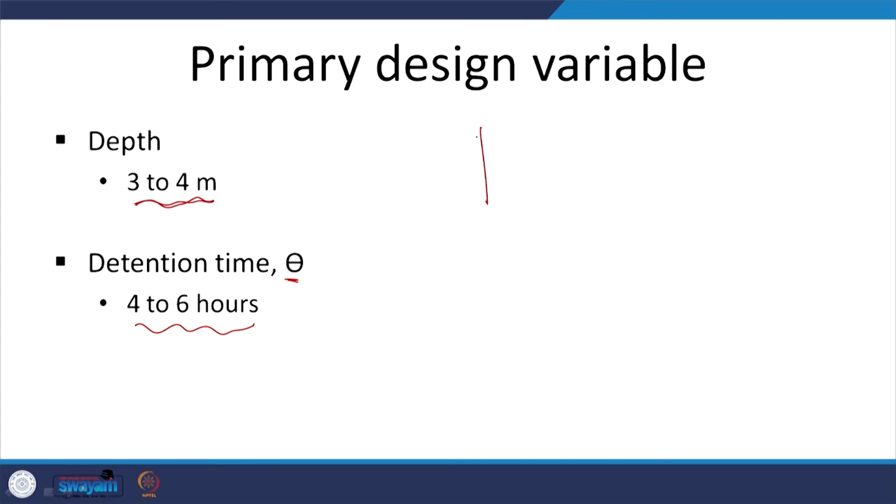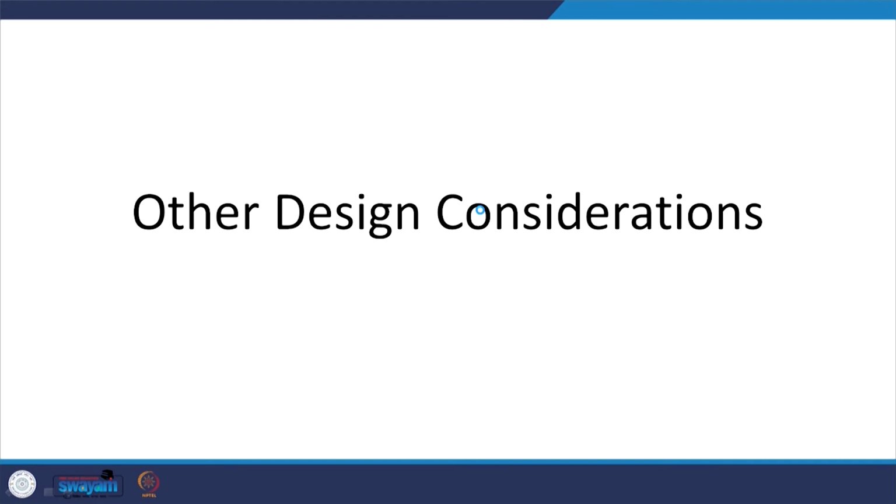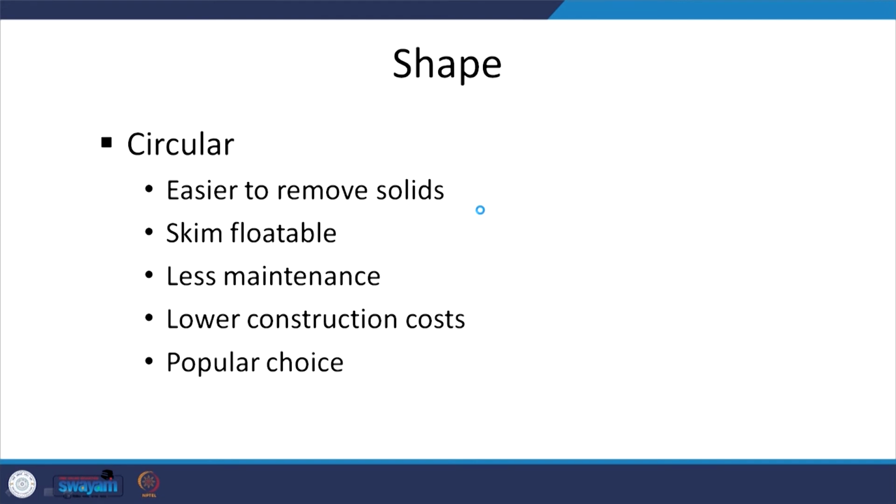Why is it? Because it has to be able to travel this particular depth in that particular time, typically 3 to 4 meters, let us say. Let us move on. So, other design considerations: typically circular is better because it is easier to skim floatables. Main aspect is less maintenance, and less construction cost.